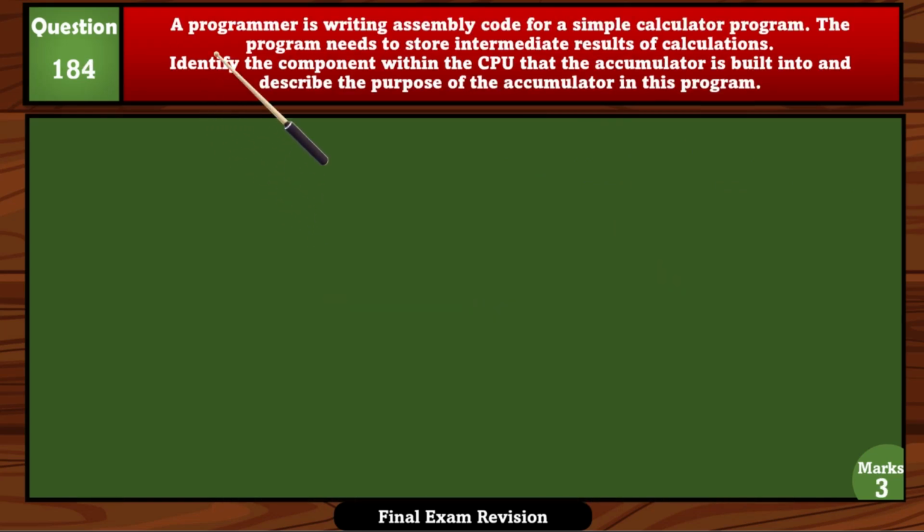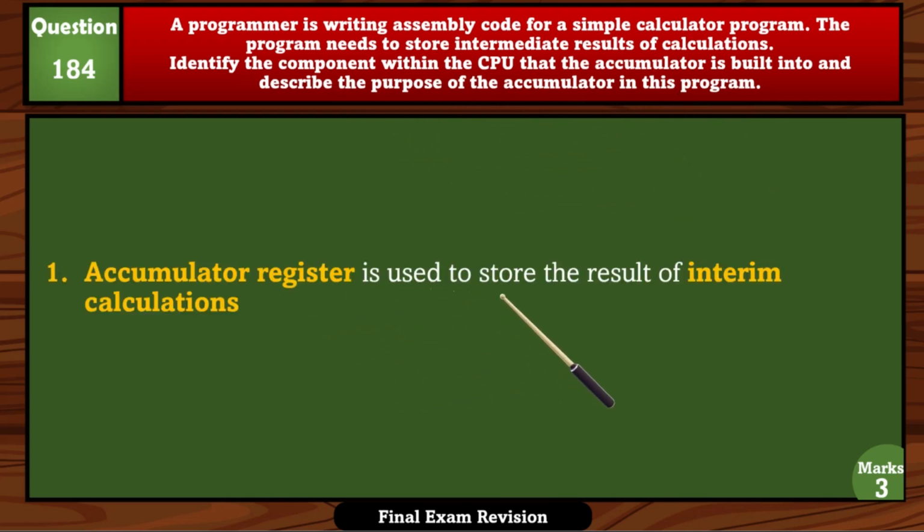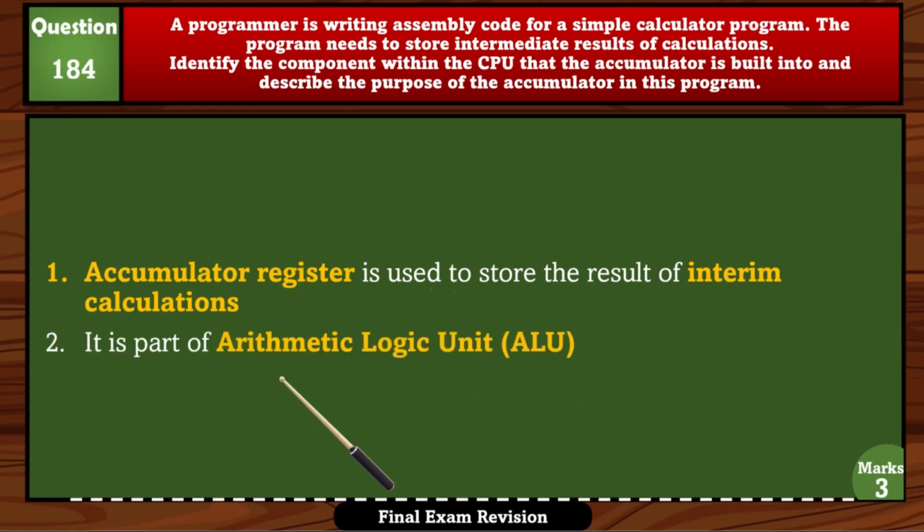Question 184, a programmer is writing assembly code for a simple calculator program. The program needs to store intermediate results of calculations. Identify the component within the CPU that the accumulator is built into and describe the purpose of the accumulator in this program. The accumulator register is used to store the result of interim calculations. It is part of the arithmetic logic unit.